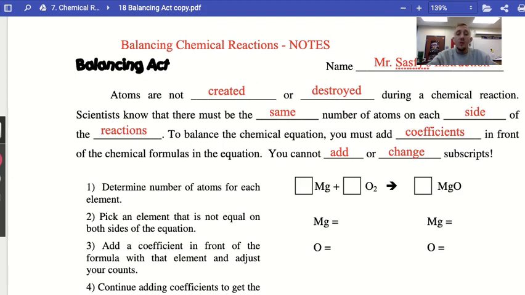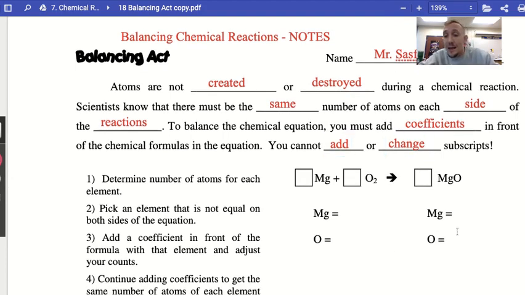Going over this, we have to understand atoms cannot be created or destroyed during a chemical reaction. Meaning I can't start with 5 atoms and end with 6 atoms. If I start with 5, I end with 5. To destroy means I can't start with 5 and end with 3. I can't just magically disappear atoms. If I start with them, I have to end with them.